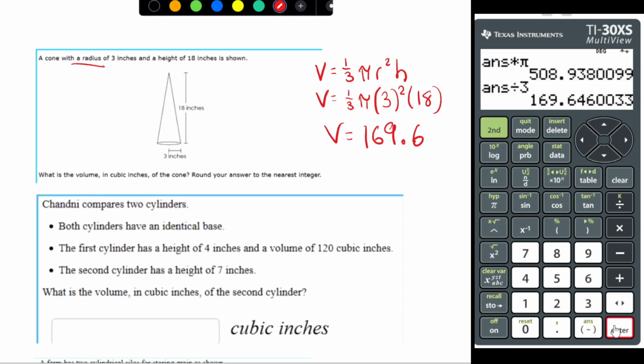So if we're rounding to the nearest integer, we're rounding to the nearest whole number. So this 9 is going to round either up or down based on this 6 next to it. Remember your rules of rounding: 5 and above, give it a shove. So this is going to round up. That pushes it up to 170. So the answer is 170 cubic inches.